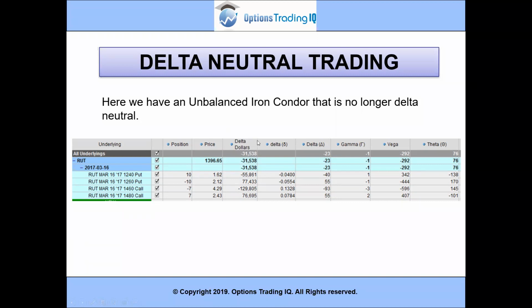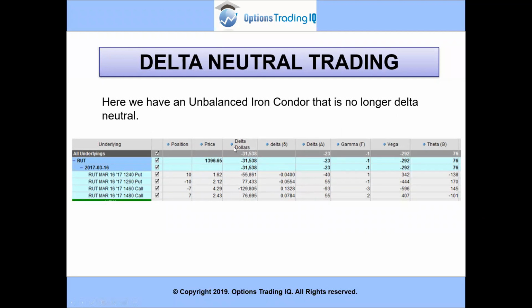So as I said here, this position is no longer delta neutral, and I'd probably look to adjust here and bring that delta down a little bit. Okay, give it less negative delta. So we want to be getting back to delta neutral by either adjusting these strikes or adding new positions that have positive delta to help offset our exposure on this position.